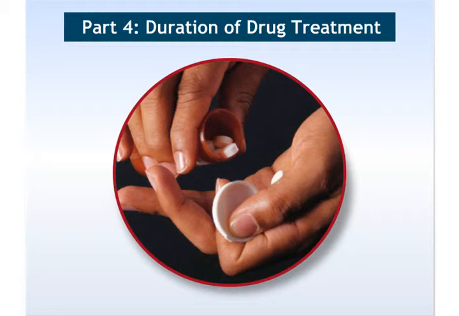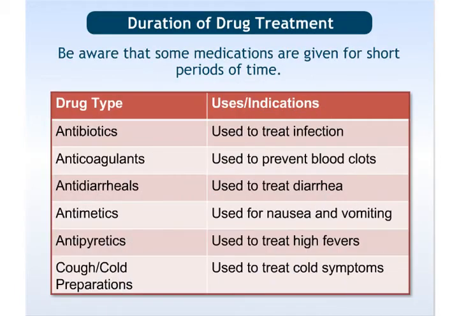In other words, the client should only take the medication for a specific length of time. The duration is usually limited to a specific number of days or weeks. Let's look at some examples of duration of drug treatments. The following medications are often given for shorter lengths of time, rather than on an ongoing basis: antibiotics, anticoagulants, antidiarrheals, antiemetics, antipyretics, and cough or cold preparations.